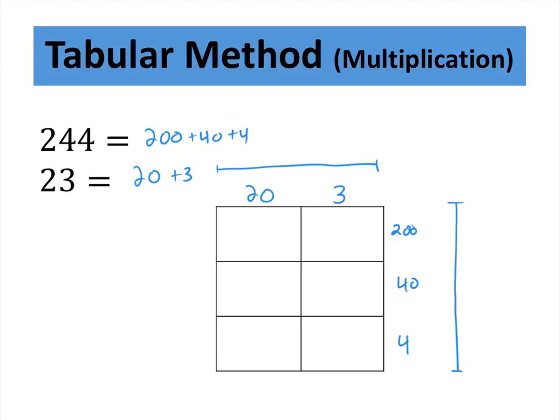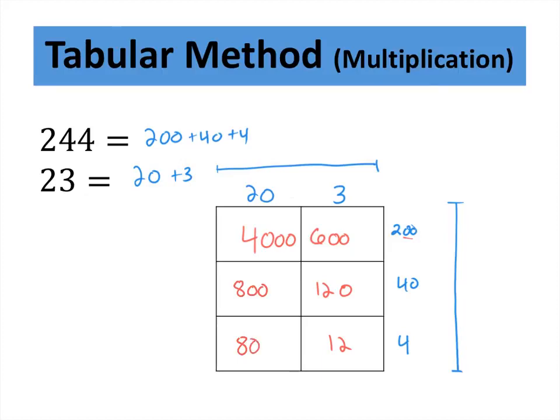When I'm thinking about multiplying 20 times 200, well, 2 times 2 is 4, so we'll add the 4. And then there are 3 zeros, so 20 times 200 is 4,000. 3 times 200: 3 times 2 is 6, and we've got the 2 zeros, so 600. 3 times 40: 3 times 4 is 12, and 1 zero, so 120. And 3 times 4 is just 12. Again, 20 times 40: 2 times 4 is 8, and then there are 2 zeros, so 800. 20 times 4: 2 times 4 is 8, and there's 1 zero this time, so 80.